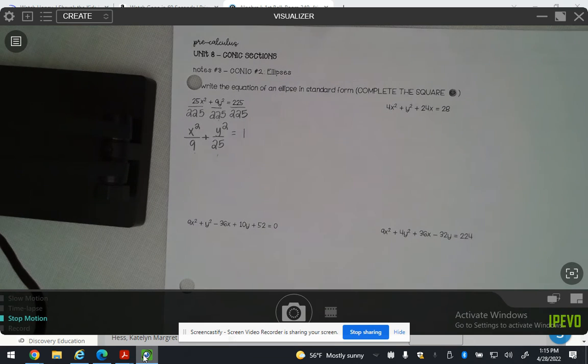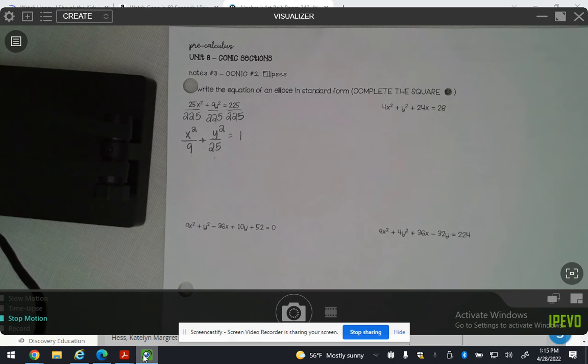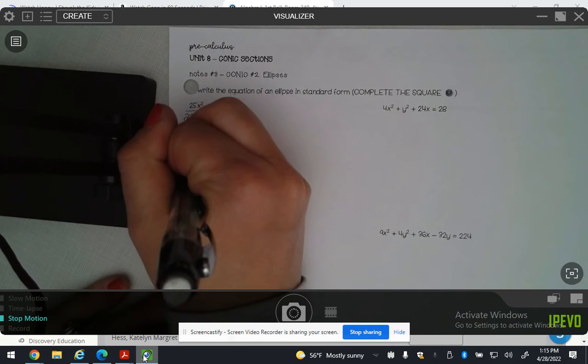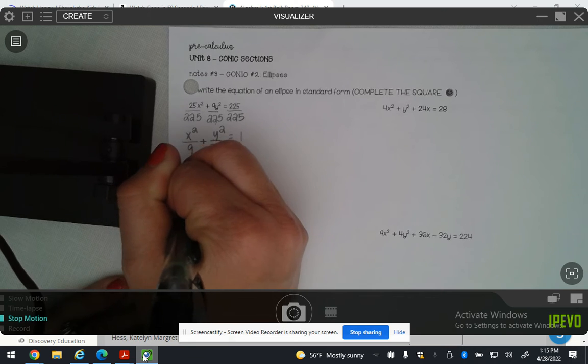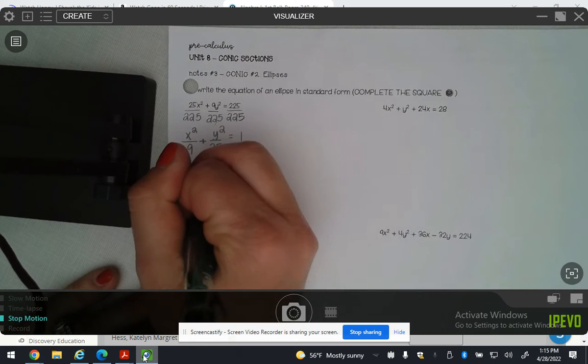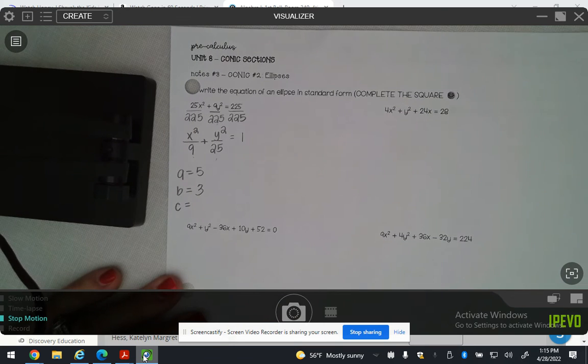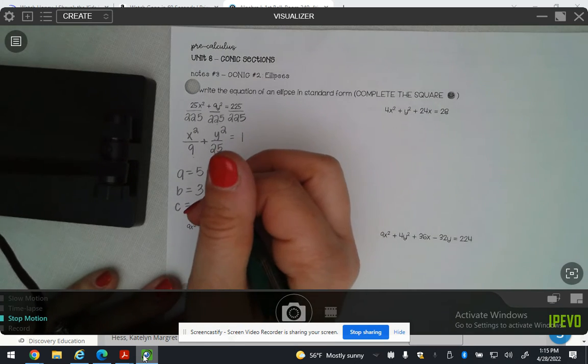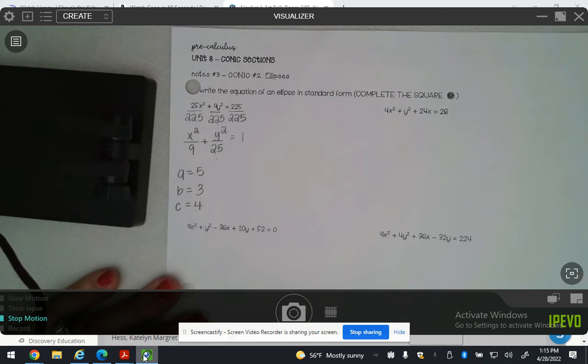Are we good here? Now, let me ask you some questions. Does this stretch horizontally or vertically? How do you know it's vertical? The bigger number is underneath the y. Okay? Now, if I asked you, what would A be, what would B be, and what would C be? What is A? 5. B is 3. And what is C? 4. Because 25 minus 9 is 16. Yes? Square root of 16, 4. Yeah? Are we good there?